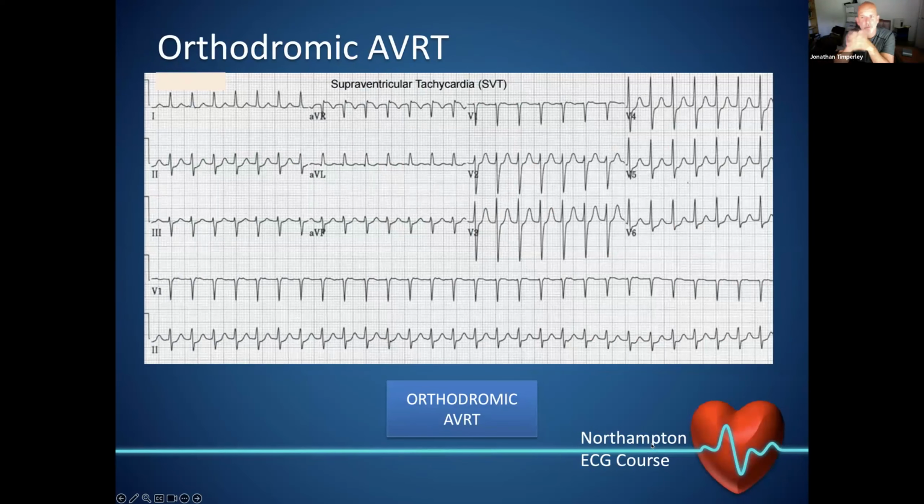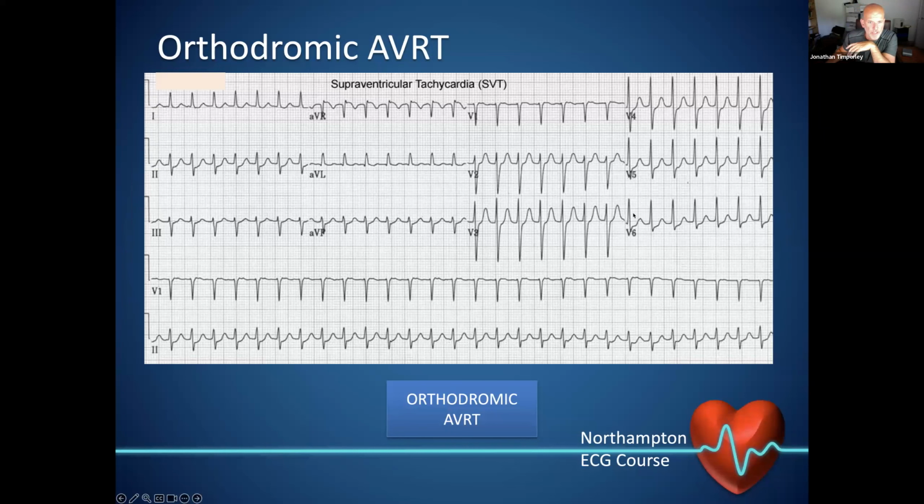So when you go into an SVT with an accessory pathway, 90% will go into what's called an orthodromic. So that involves going down the orthodox route, which means going down the AV node, but then back up the accessory pathway. And because you're now going up the accessory pathway, no longer using it in the antegrade fashion, you have no delta wave. So as soon as you go into the SVT, the delta wave has completely disappeared.